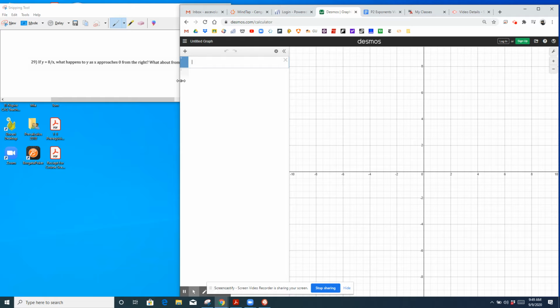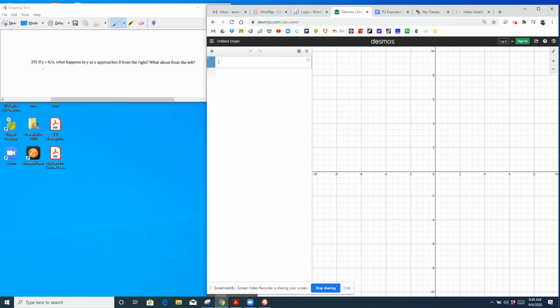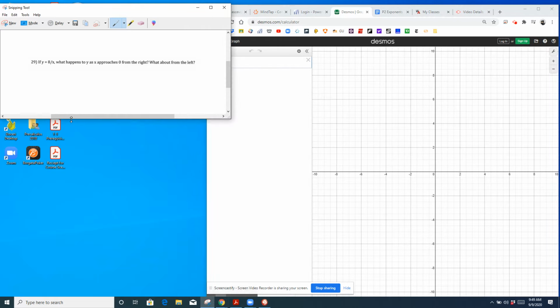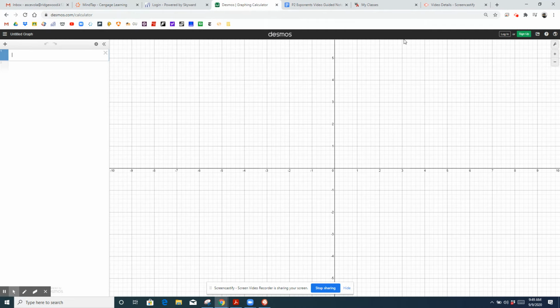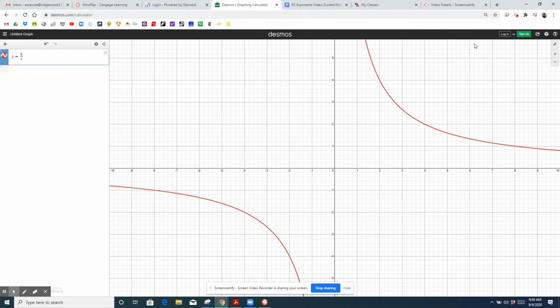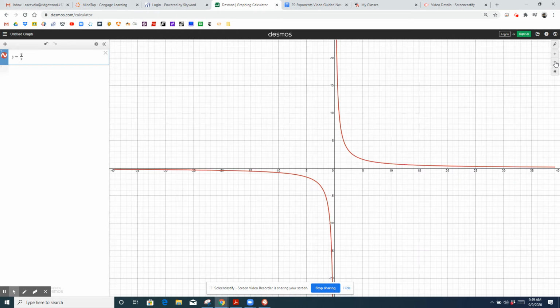All right, in this video, we're going to look at what happens to y equals 8 over x when x approaches 0 from the right and also the left. So let's graph it. We're going to graph y equals 8 over x, all right? And we see it's a weird type of graph, right? It's not a line, it's not a parabola. This is called a rational function, all right?